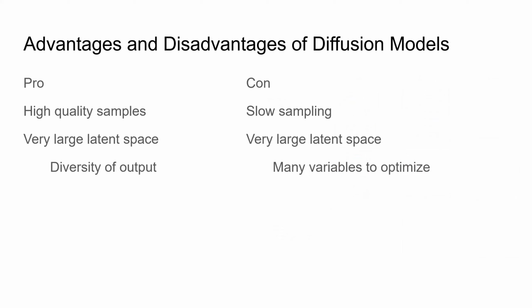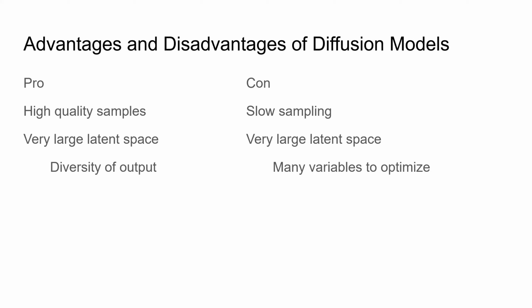So the advantages and disadvantages of diffusion models. On the pro side, it produces high quality samples, and because it has a very large latent space, there are an incredibly large number of parameters in the model that can be tuned. It produces a very large diversity of output. It doesn't suffer from mode collapse in the same way that the GANs do.